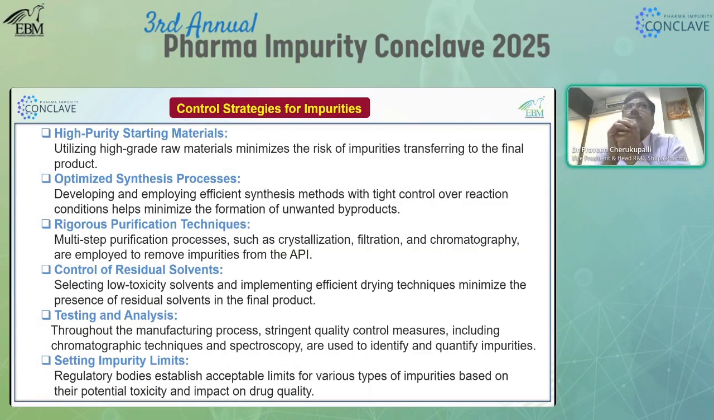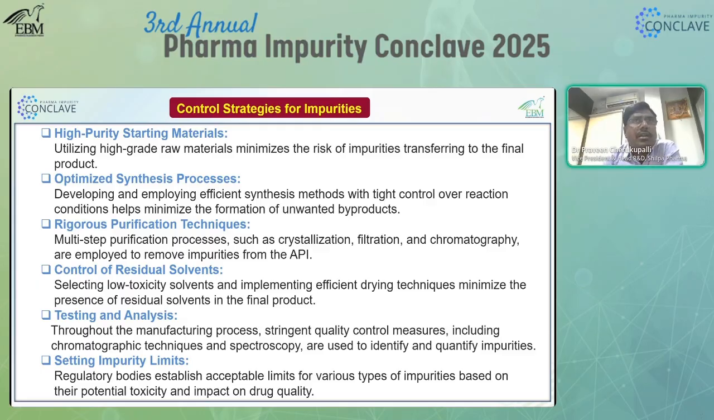Now, what are the control strategies for regular organic impurities, residual solvents, inorganic impurities, genotoxic impurities, or the nitrosamine impurities? For organic impurities, start with high purity starting material. Utilizing high grade raw materials minimizes the risk of impurities transferring into the final product. Nowadays the regulatory authorities are asking to control all the unknown impurities at the 0.10 level in the starting material.